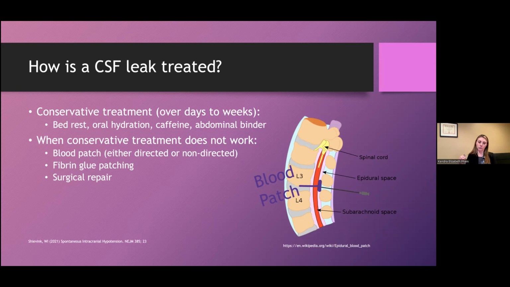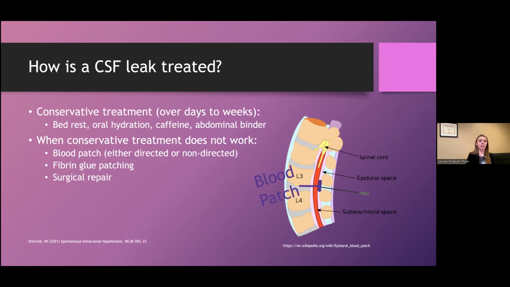Sometimes a glue called fibrin glue is also used for patching. Usually this is done if there is a spot that is found, the leak is present there, and it has been patched with a normal blood patch, a directed blood patch a few times, and isn't holding well, then sometimes this fibrin glue patch will be used in this area. Fibrin glue is not done everywhere at this point. It's an emerging therapy, and so not every institution will actually do this. Some places they do it.